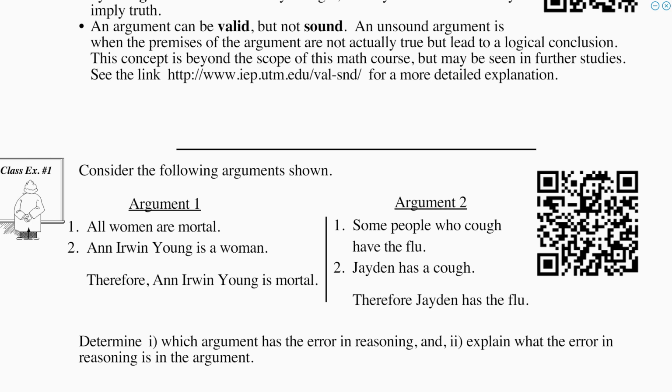All women are mortal, argument 1. Anne Irwin Young is a woman. Therefore, Anne Irwin Young is mortal. So, argument 1, all women are mortal. Anne Irwin Young is a woman. So, women mortal, this person a woman, therefore mortal. Okay? Next one. Some people who cough have the flu. Jaden has a cough. Therefore, Jaden has the flu.